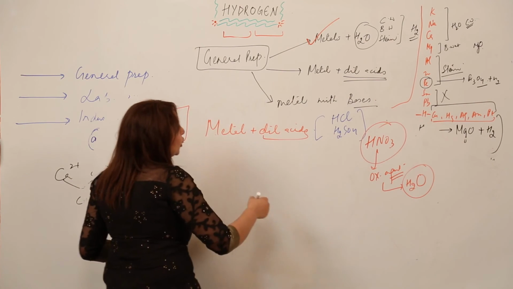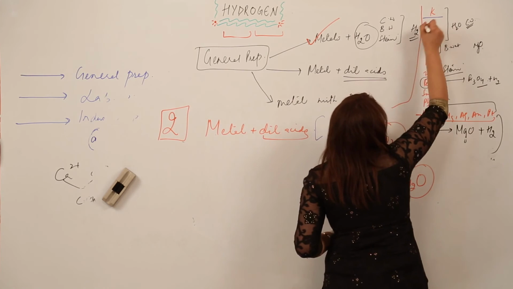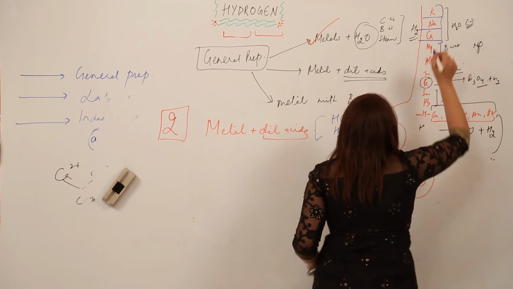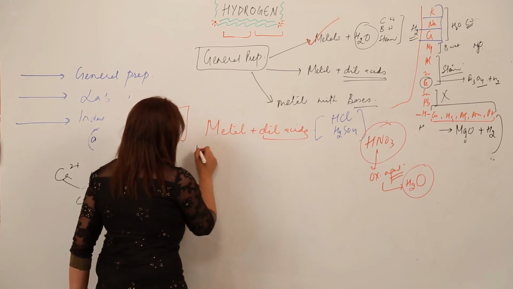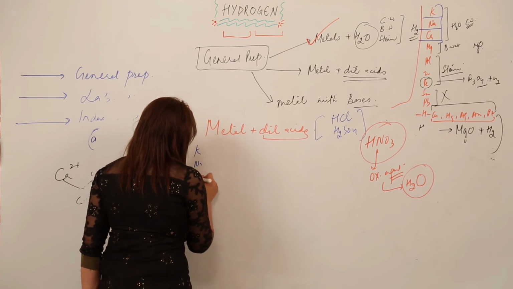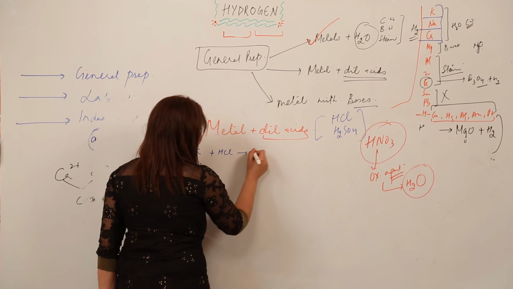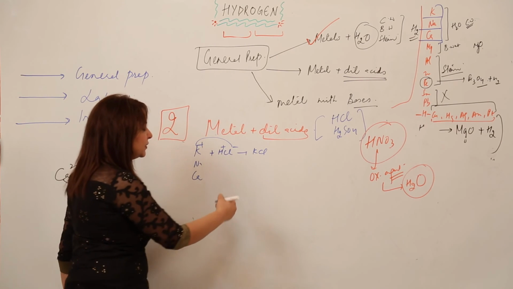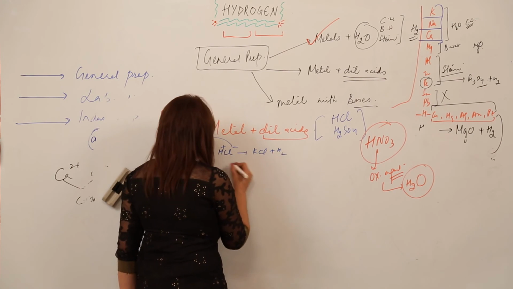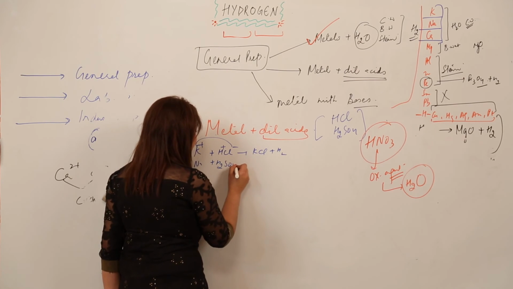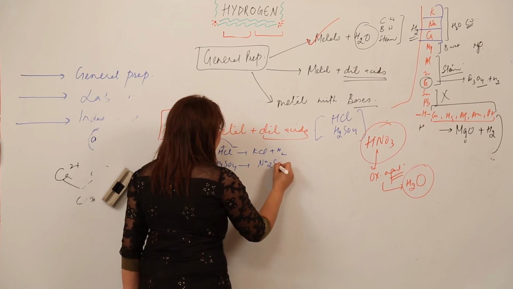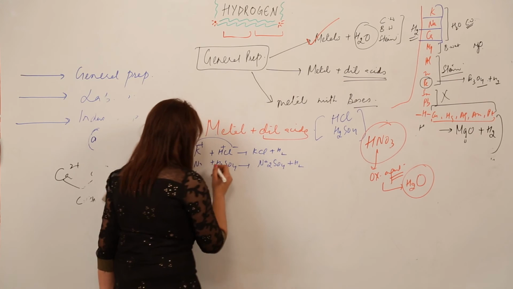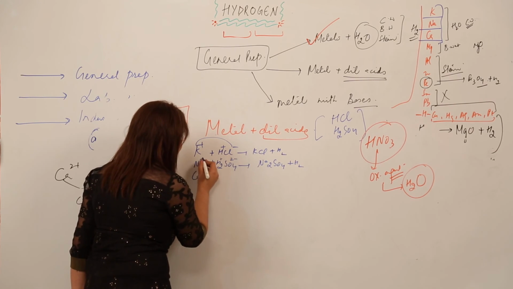So when we talk about the reactivity series, like potassium, sodium and calcium, they do react with dilute acids. I'm just showing you. They react with dilute acids. They just crisscross. You know that, na? How to do that? K with Cl, liberating H2. Again, if I take H2SO4 in this case, then we get sodium sulfate plus H2.